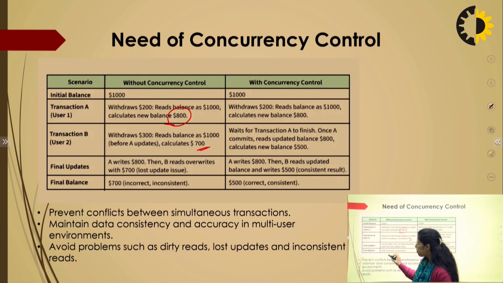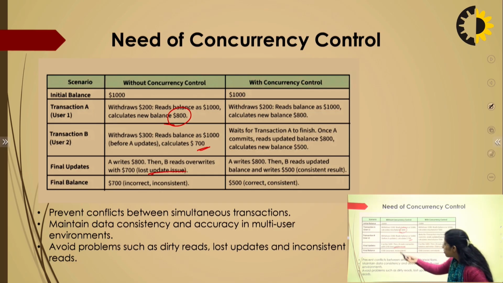Finally, in the first scenario, when A writes $800 and B overwrites it with $700, the lost update problem occurred. This is the incorrect or inconsistent final balance in a real scenario without a concurrency control protocol. But when we use concurrency control, A writes 800 and then transaction B updates it with another 500, and this will be the final correct value. So it seems that this particular database is in a consistent state.